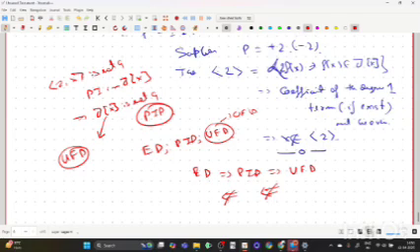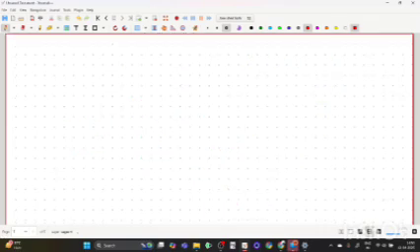Okay. Now what we need to do is to talk about quotient rings. Okay, fine. So let's get a new page. Quotient rings.